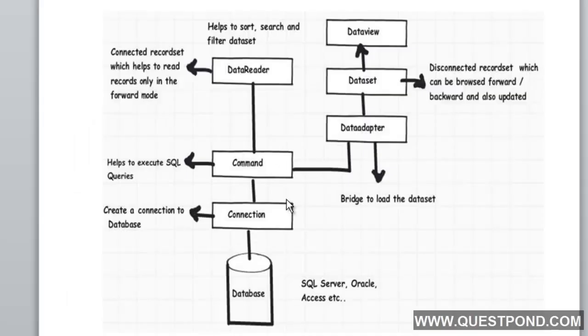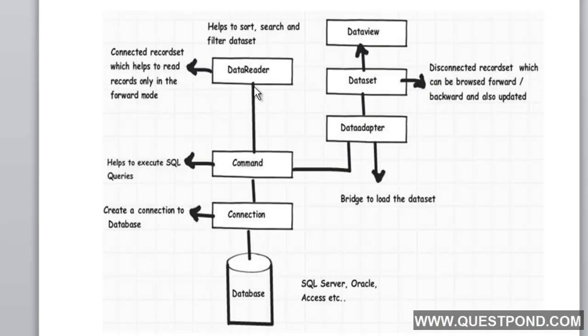From the command object onwards, you can go 2 ways. One is the data set way, and the other is the data reader way. Whichever way you take depends upon the situation. For now, let's not get into the complications of data reader and data set in one go. In this video, we'll only talk about data reader, and in the coming videos, I'll talk about data set, data view, and data adapter. So this path we will not talk about in this video. We'll only talk about this path: connection, command, and data reader.